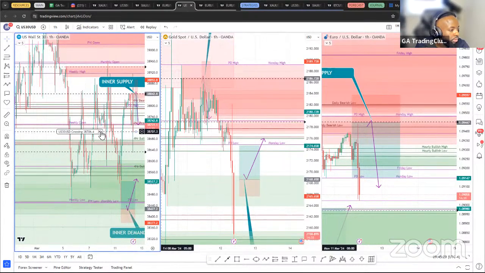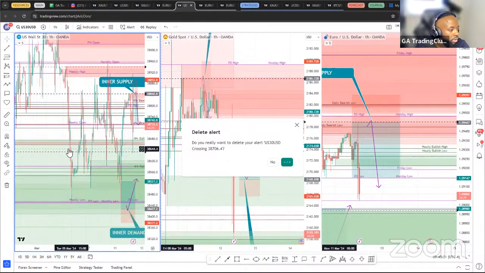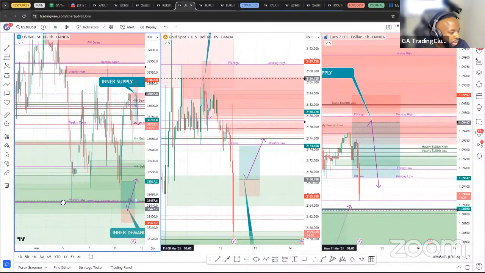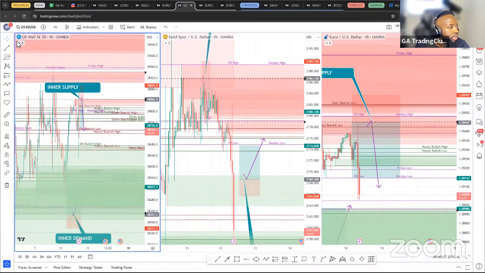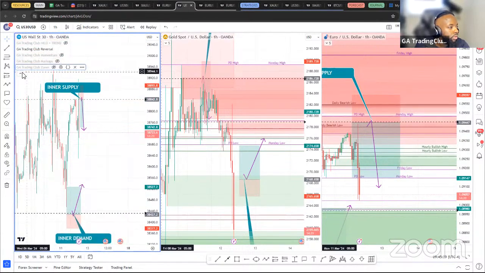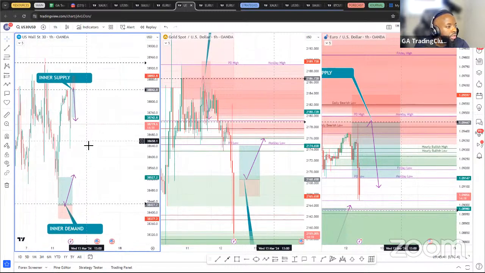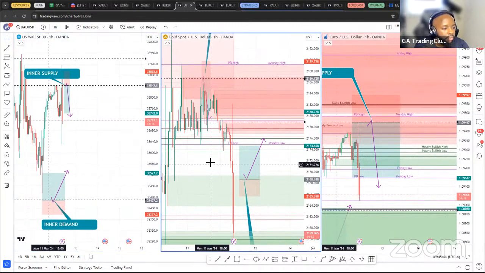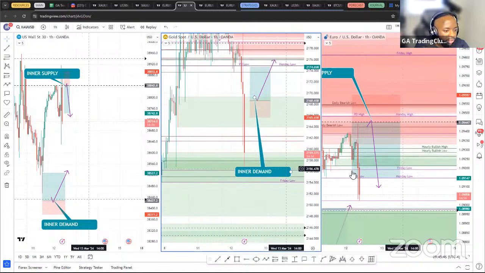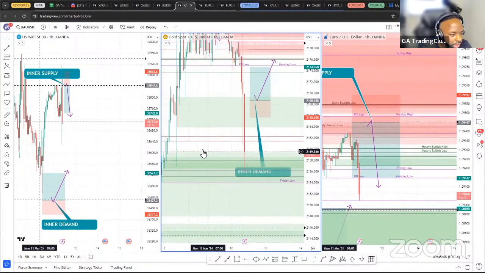Actually, see, close this. Since this was mitigated, I'll just drag it down here. We can turn this off. Then remain is something like that. For gold, oh, gold is in a demand zone. This was a nice one.